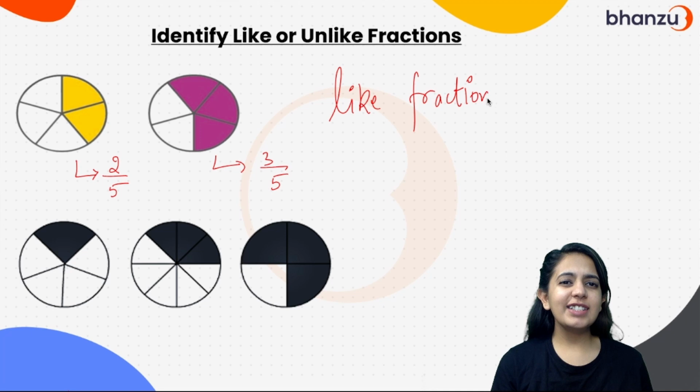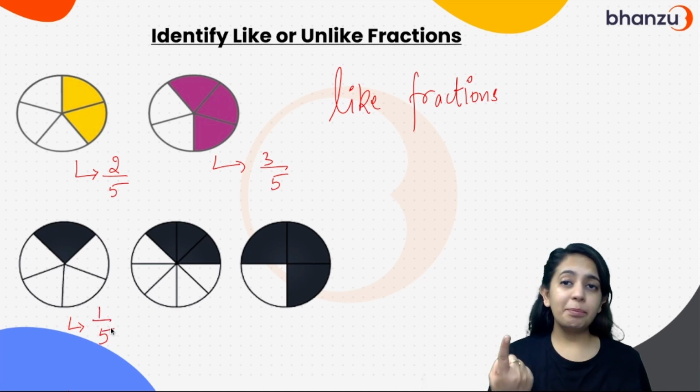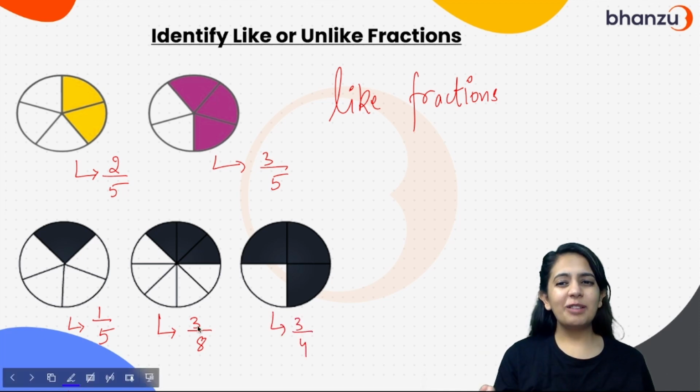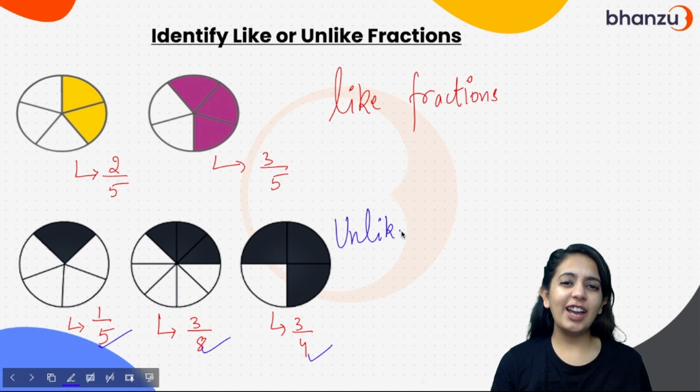Okay, now moving on to the next one. Let's again find the fractions in these cases. So what is the fraction in the first part? It is 1/5, because only one part is colored out of 5 equal parts. How about the next one? What is the fraction over here? Correct, it is 3/8. And in the last one, the fraction is 3/4. So tell me, are these fractions like or unlike? Clearly, since the denominators are not the same, these are unlike fractions.